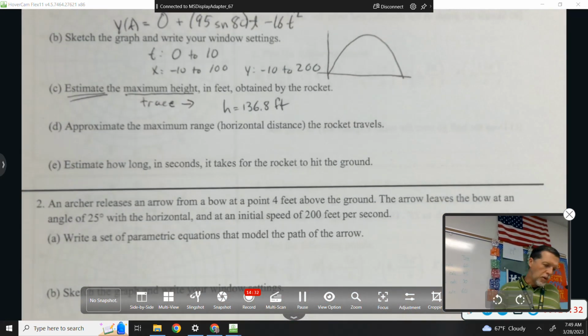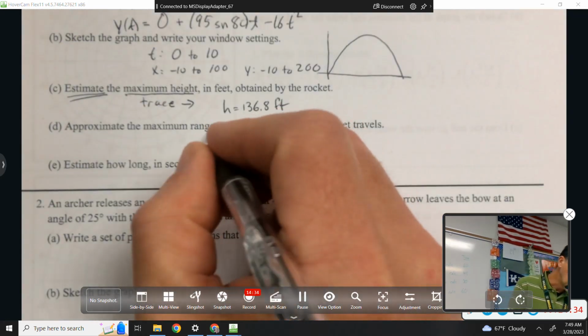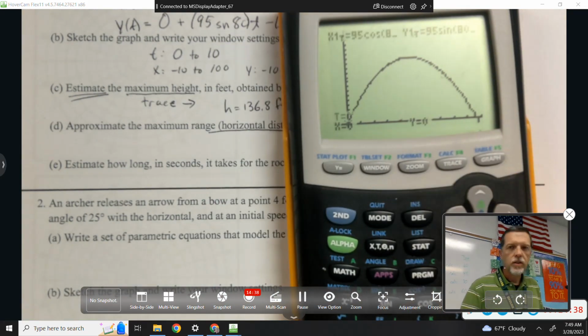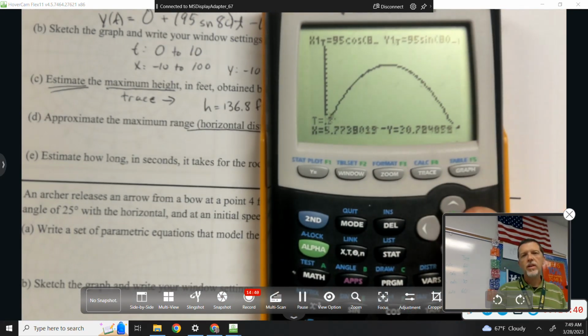Part D, approximate the maximum range, horizontal distance, the rocket travels. So back to trace. And we want to get all the way over there to where y is 0, where it lands again.